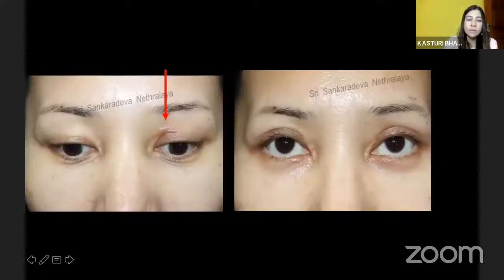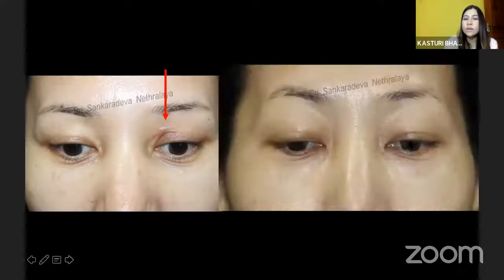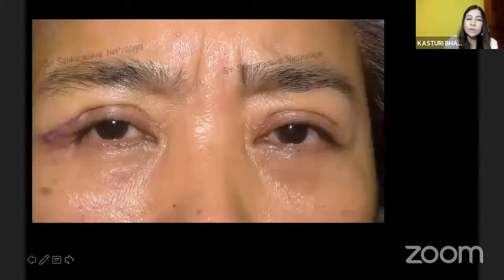And this is before, just the scar. And this is when she looks down, the scar is totally absent. So all this can be managed. And this is another lady who came for the upper lid blepharoplasty.